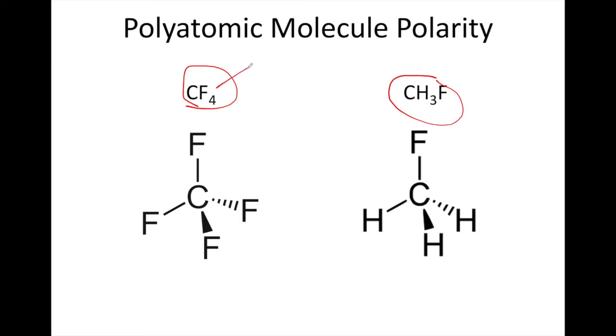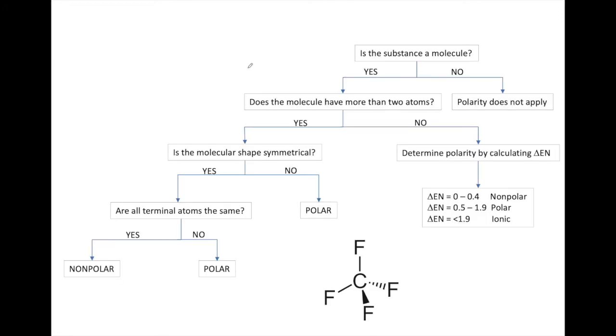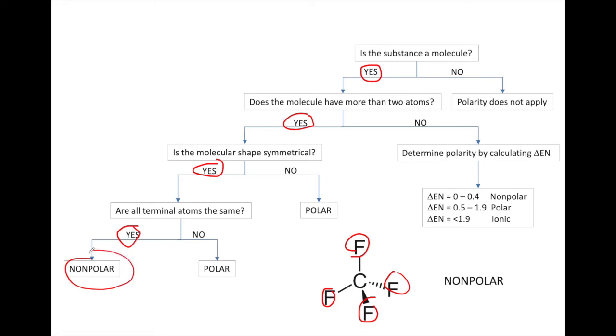So let's look at CF4 first and determine if it's polar. So here's CF4. Is this substance a molecule? Yes, it is. It's 2 or more nonmetals bonded together. Does the molecule have more than 2 atoms? 1, 2, 3, 4, 5. Yes, it does. Is the molecular shape symmetrical? Well, we said a tetrahedral molecular geometry is symmetrical, so that answer is yes. Are all the terminal atoms the same? Again, our terminal atoms here are all 4 fluorines, so the answer is yes. So that means this molecule is nonpolar.